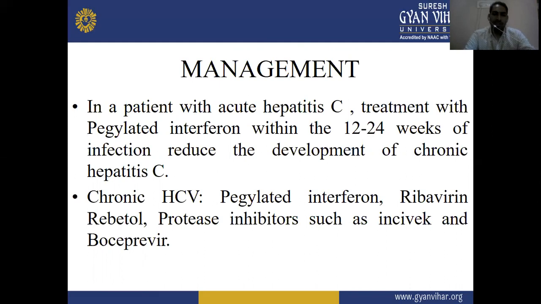In a patient with acute hepatitis C, treatment with pegylated interferons within 12 to 24 weeks of infection reduces the development of chronic hepatitis C. Pegylated interferons, usually called PEG interferons, are a commonly modified form of the standard interferons that treat hepatitis C and, more rarely, hepatitis B.